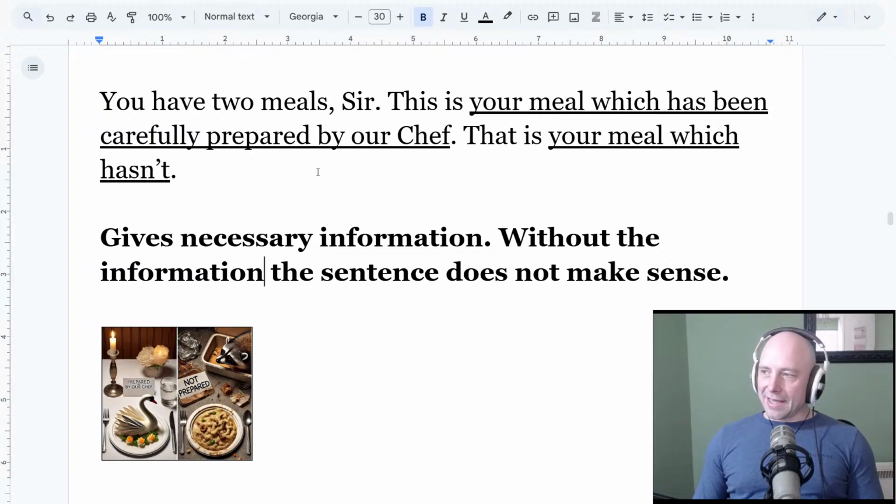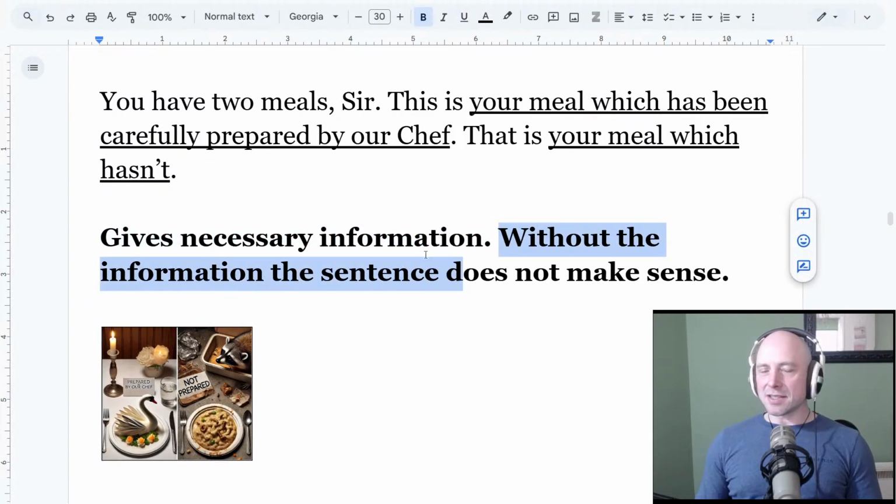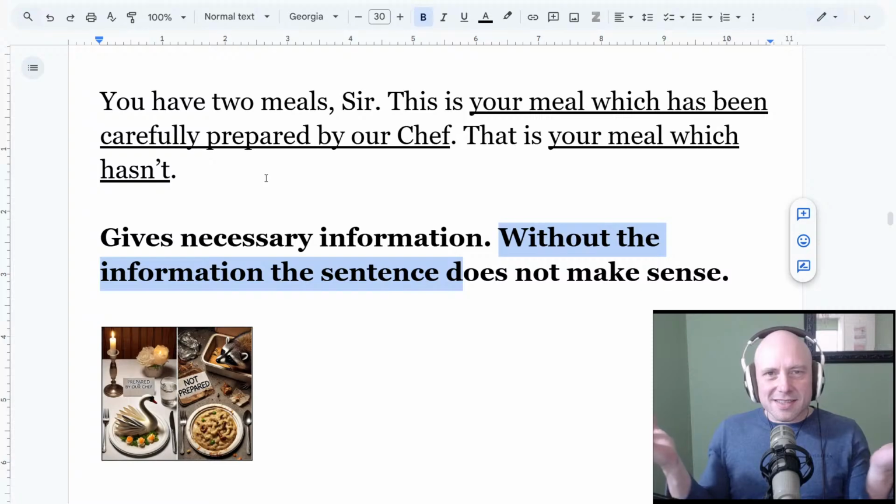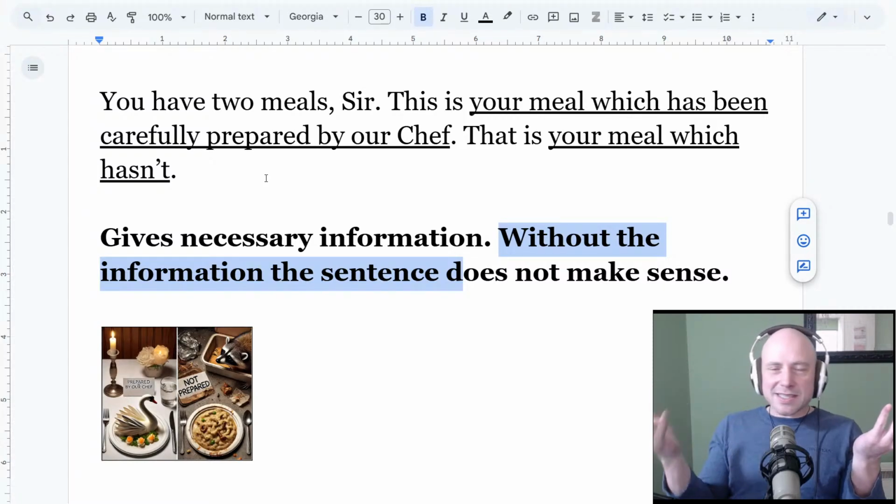When we use a defining relative clause, there's no comma. It's part of the noun phrase and it gives necessary information. Without the information, the sentence does not make sense. This is your meal and that is your meal. What? What do you mean? What do you mean this is my meal and that is your meal? That doesn't make sense. How can that be my meal and this is my meal at the same time?